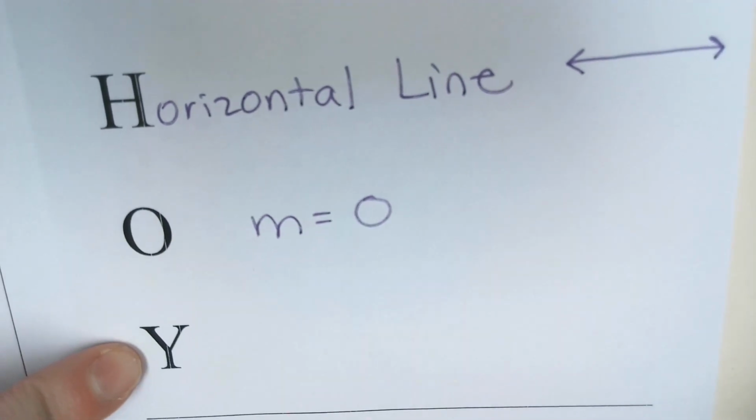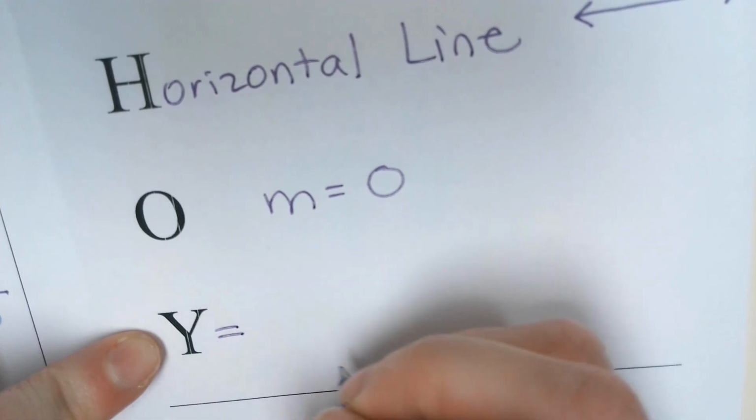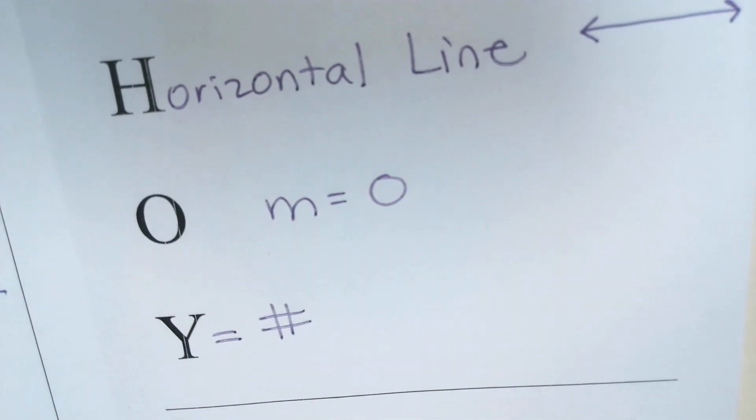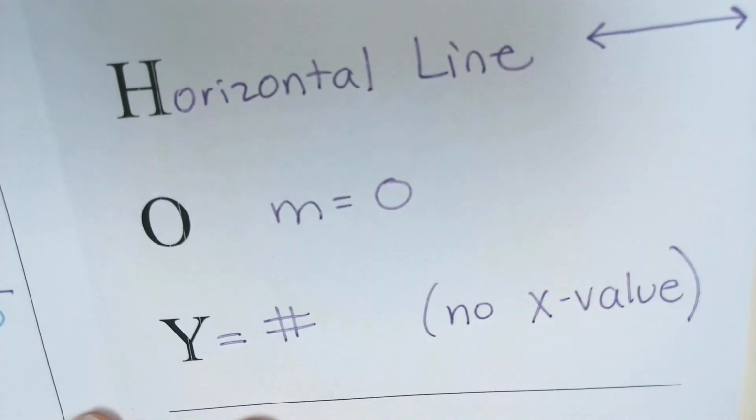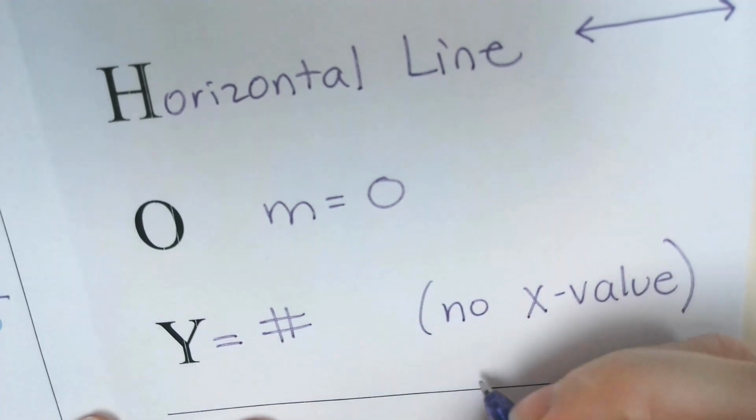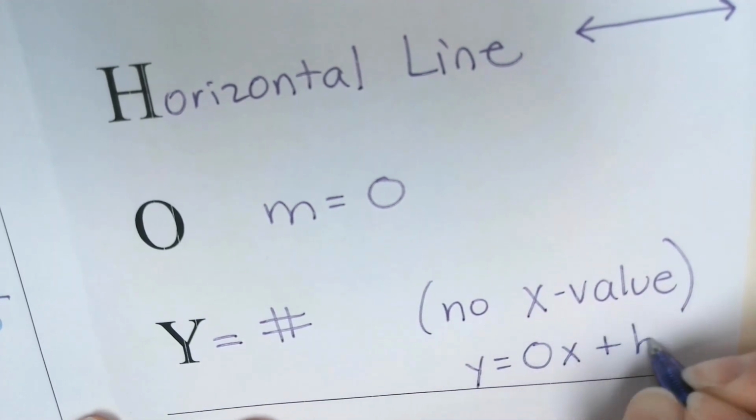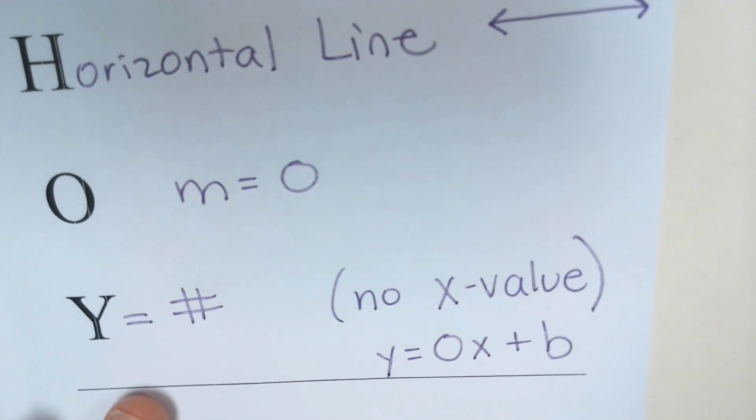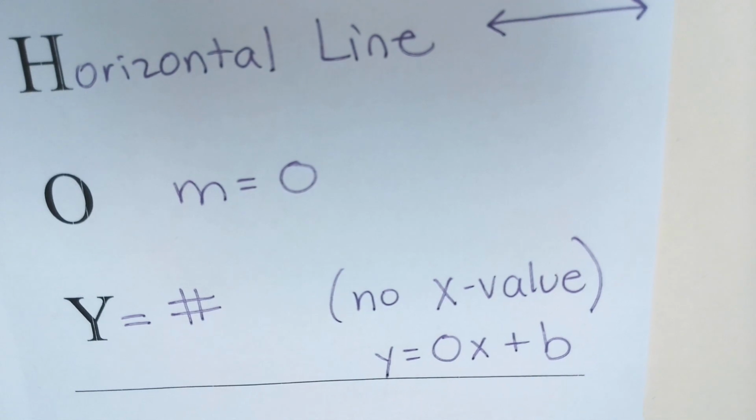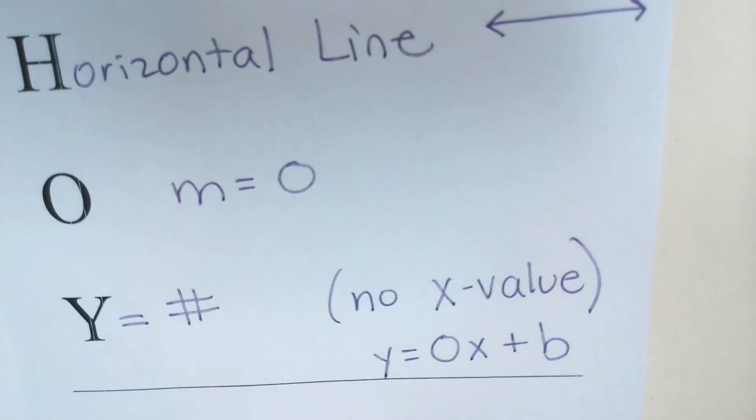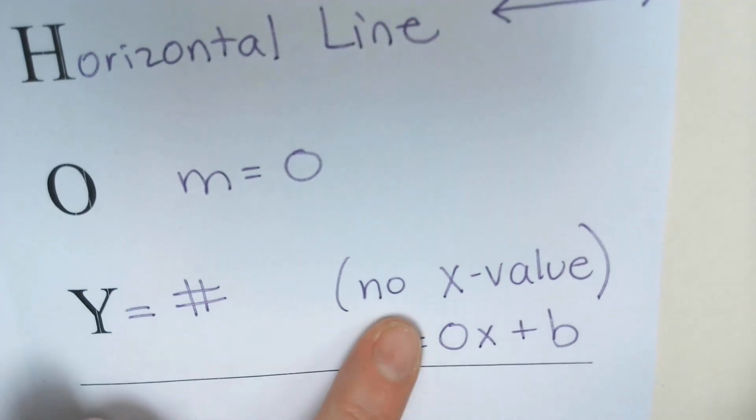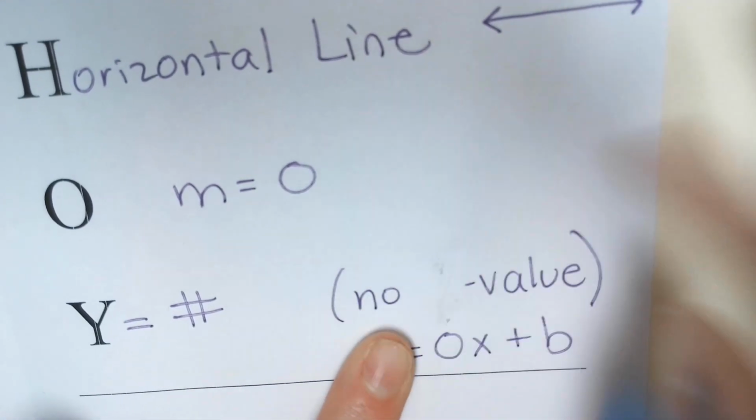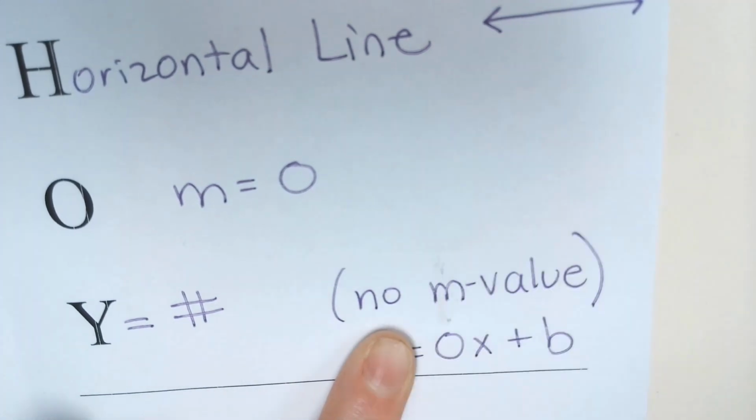Y stands for how the equation is written. Y equals some number. It's not going to have x. No x value. As in like mx plus b, it's going to be y equals 0x plus b. That's what it's going to be like. If you have a horizontal line, it's going to be a 0 slope and y equals some number. It'll be 0x. Or I guess it should say no m value.